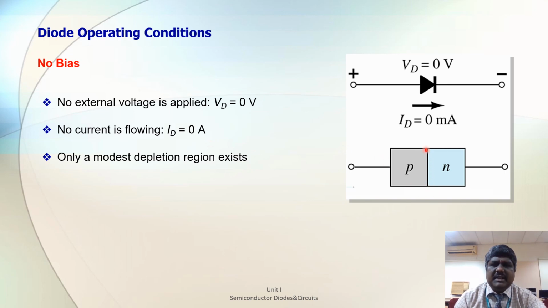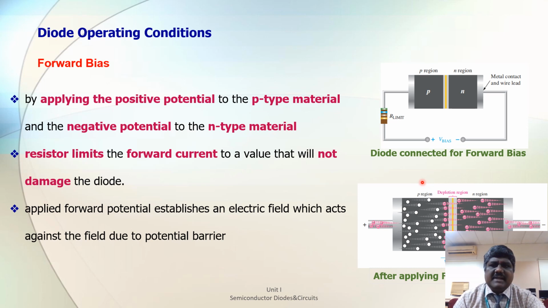So we have the depletion layer region. The depletion region is in between the p-type semiconductor and the n-type semiconductor. Whatever it is designed, the p-type semiconductor does not have any impact. Next is the forward biasing condition.